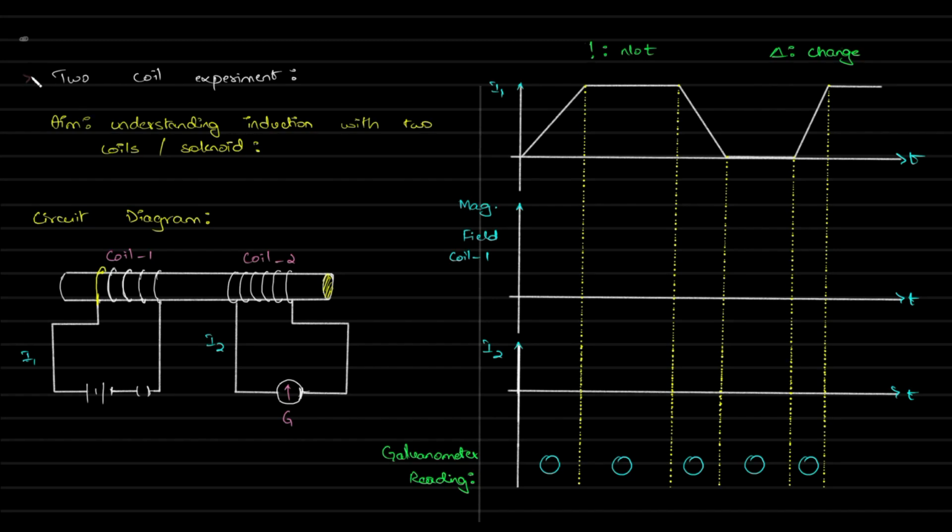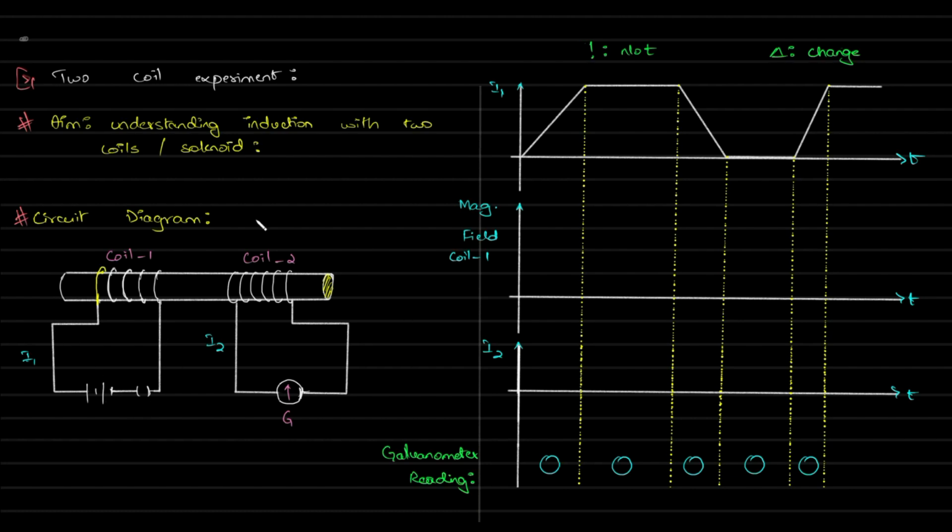Two coil experiment. The main idea over here is to understand induction with two coils, or rather two solenoids. So let's see how this experiment helps us understand induction and everything. Actually, this is a good experiment to summarize whatever we have learned till now. So let us see how.